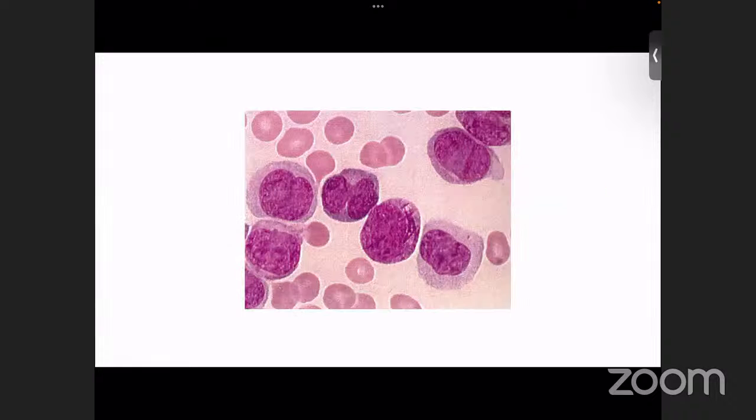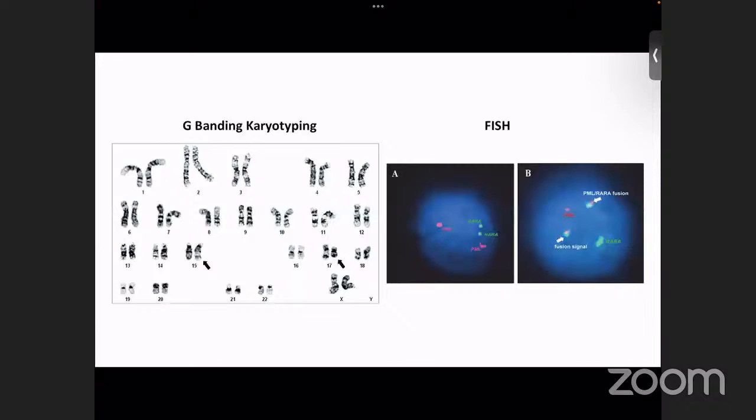Okay, these are the butt-shaped cells. Here you get the Auer rods and stacks of these Auer rods. They're called the faggot cells. Okay, so here is the 15;17 translocation in karyotyping. This is the karyotyping G-banding technique. This one, and here it is a FISH. You give the probes as PML-RARA fusion probes.